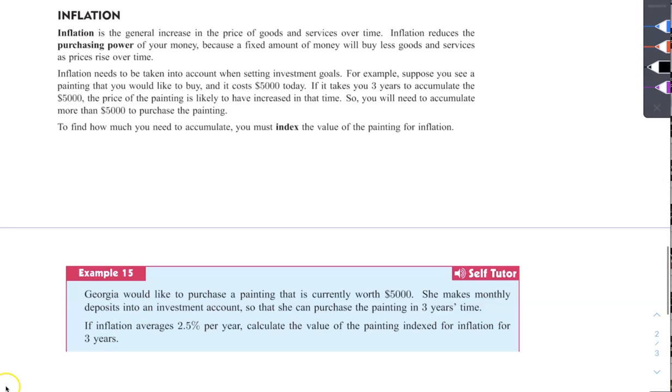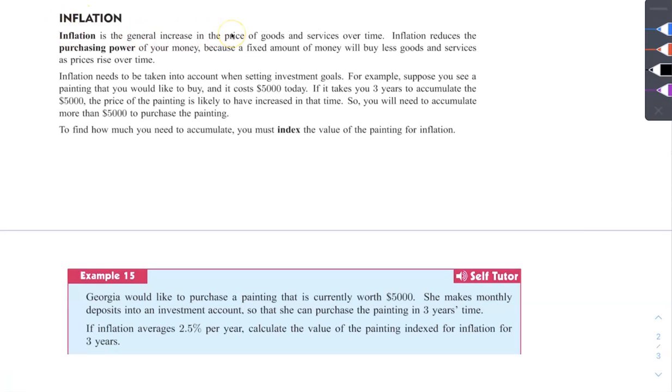Inflation in general is just the increase in the price of goods or services over time. So prices in general rise as time goes on, and what that does is reduce your purchasing power. If you just have your money saved, it's just staying there, not really increasing. So your purchasing power goes down as inflation goes up. So inflation needs to be taken into account when setting investment goals.